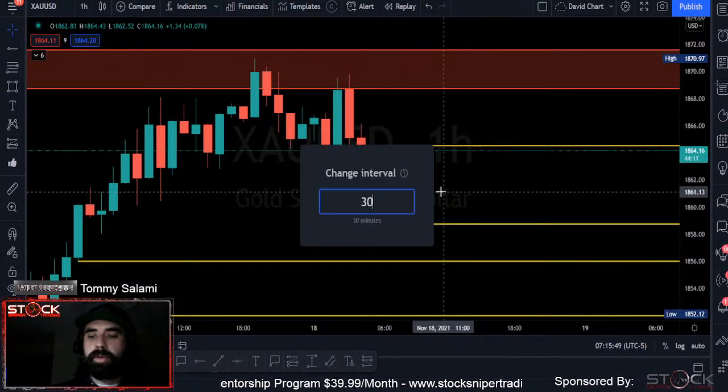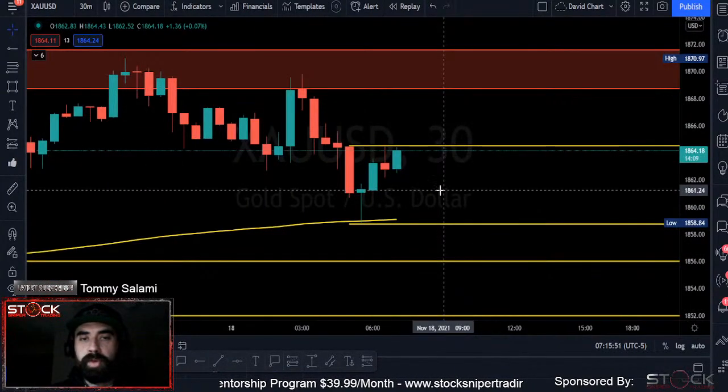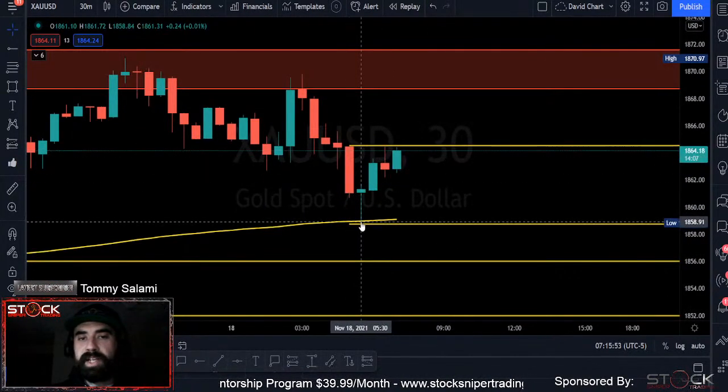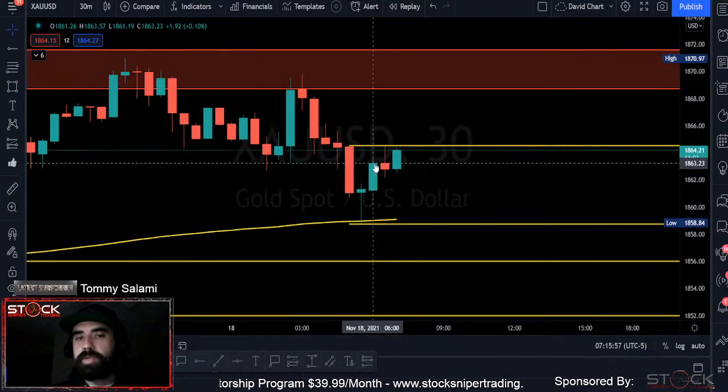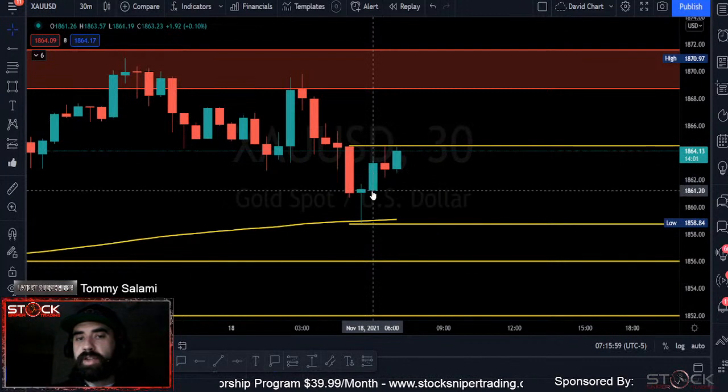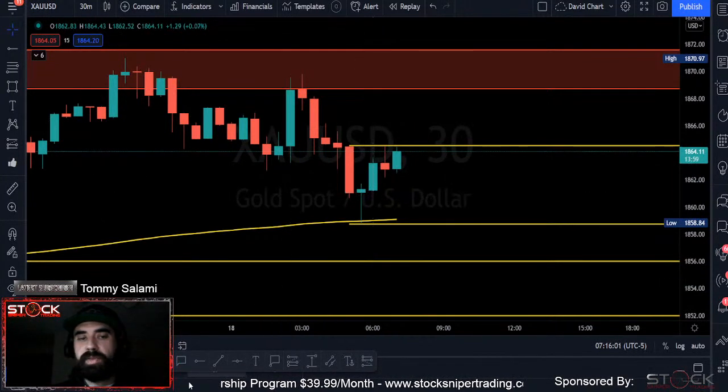And then we're going to drop it now down to the 30. I want to see where the nice support is forming. You can see the price retraced, kissed off the 200, pushed back up. Now we're opening up with some bullish momentum here. You can start to see that they're holding nice support right here at that 1861.